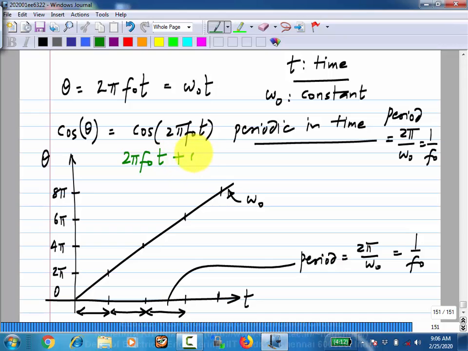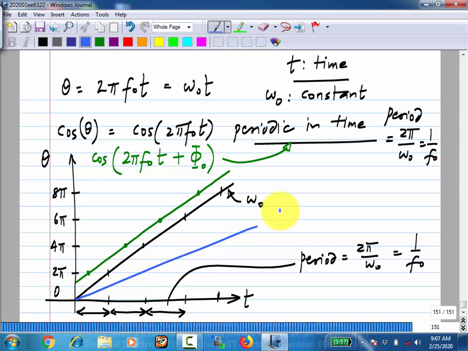Now of course I can add an offset. Let's say I have some phi naught. Instead of theta being 2 pi f naught t, I have a constant offset. What happens then? So this will shift. Then also you see that when the y-axis crosses integer multiples of 2 pi, it will separate these time intervals which are also equal. As long as this is a straight line, you will have equal intervals. So this also is periodic in time with the same period.